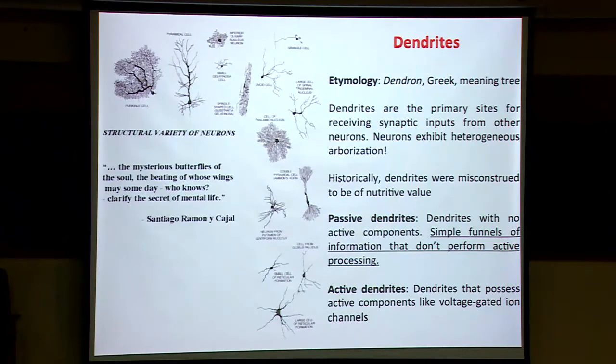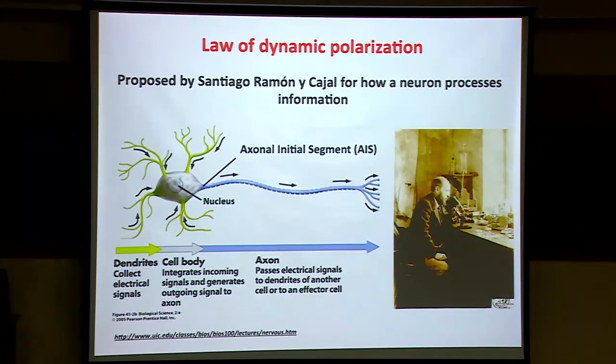So the title of my lectures, which talks about dendrites being active trees, refers to tree-like structures which have these active components present in them, the active voltage-gated ion channels present on them. So that's what the lecture title refers to.